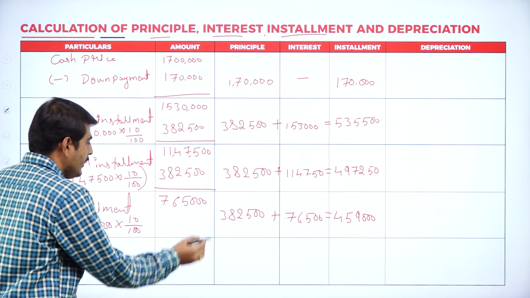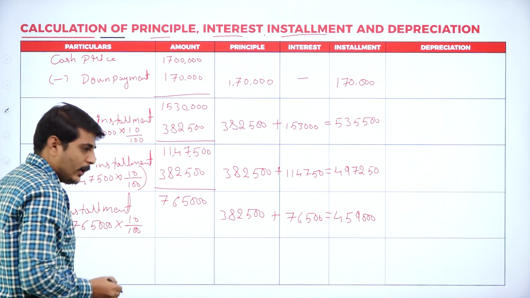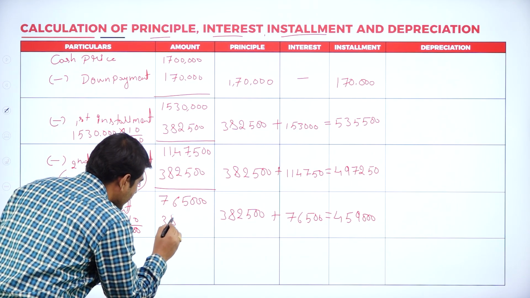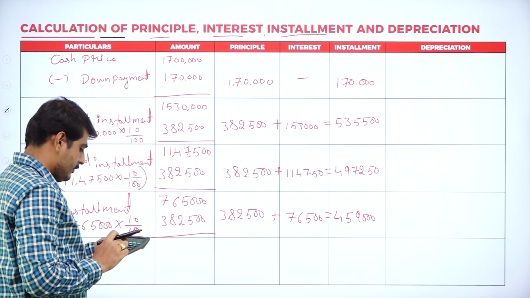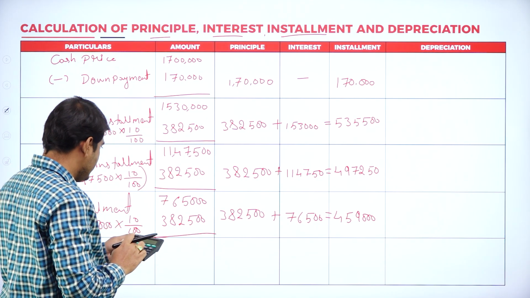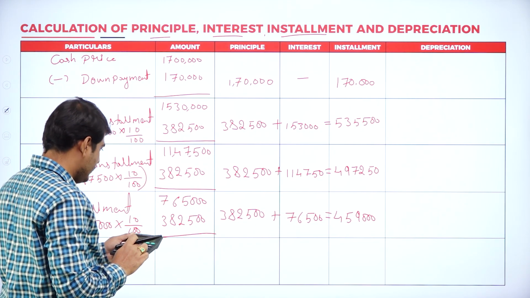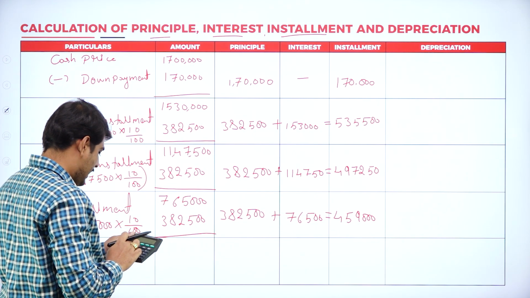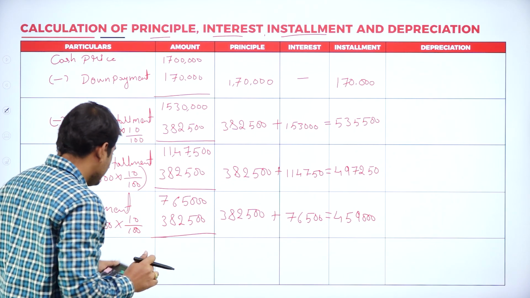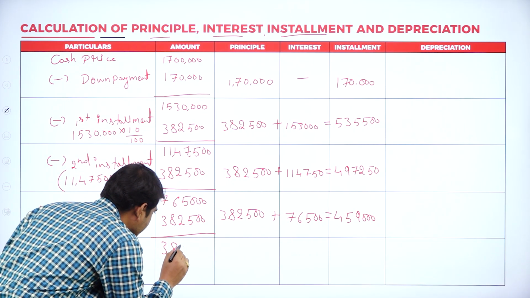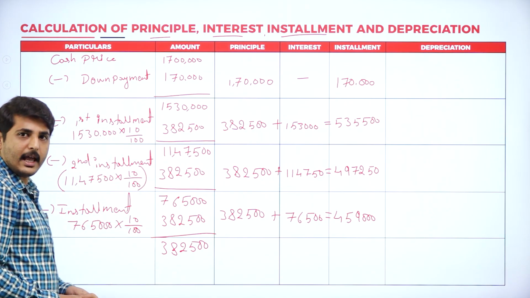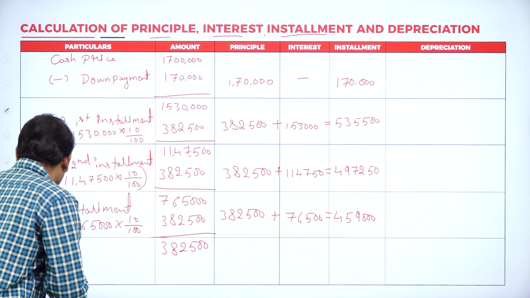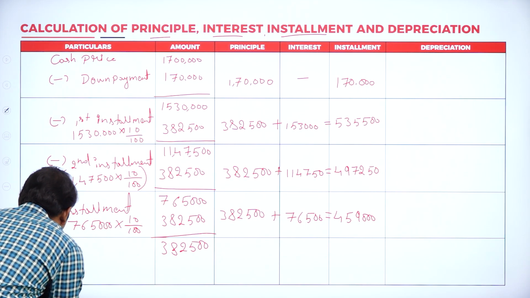Next one, again deduct this principal from the total principal. 3,82,500. So 7,65,000 minus 3,82,500, we'll get 3,82,500. Again, we have to calculate the interest for the fourth year, minus fourth installment.